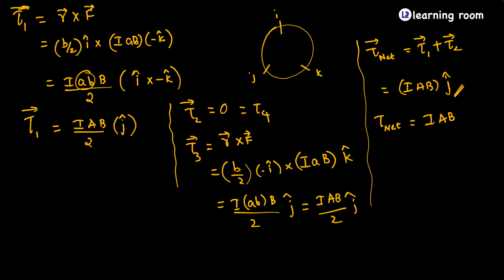If there are n turns, then the net torque is going to be NIAB sin theta. Basically it will be NIAB and you add a sin theta to it, because when you do this R cross F and all, you will have that sin theta component. So this is going to be the net torque experienced.